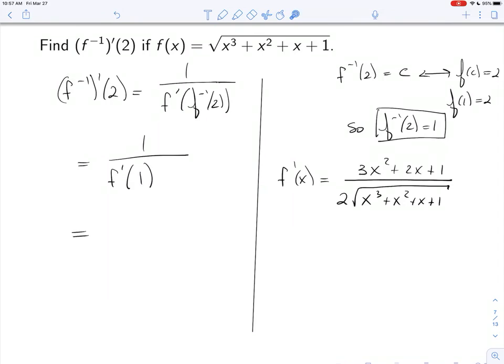And f prime of 1, when I go over here to f prime and I plug in 1, I get 3 plus 2 plus 1 is 6 over 2 times 2 is 4. So this is 1 over 6 over 4, which is the same as 2/3. So that's f inverse prime of 2. All right, I will stop this video and pick it up.